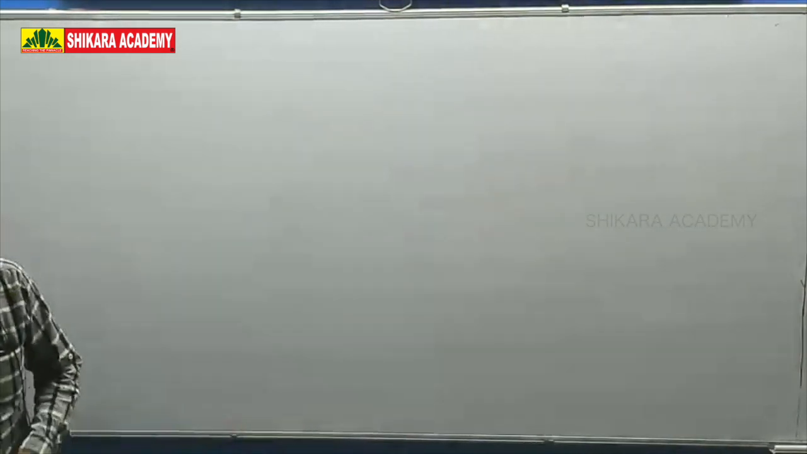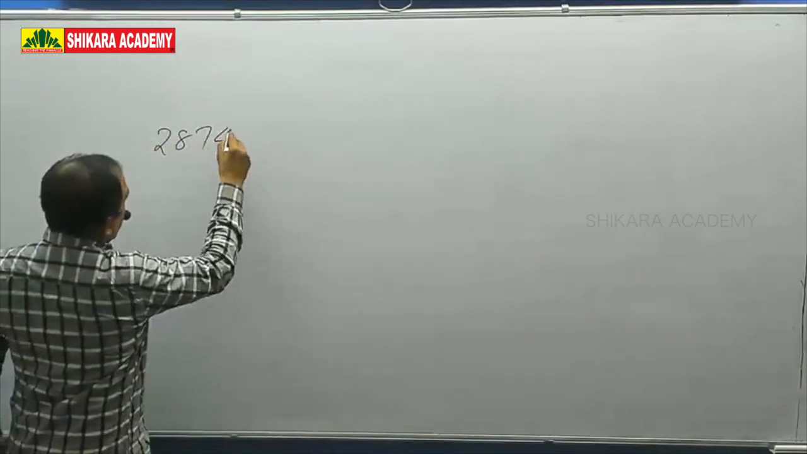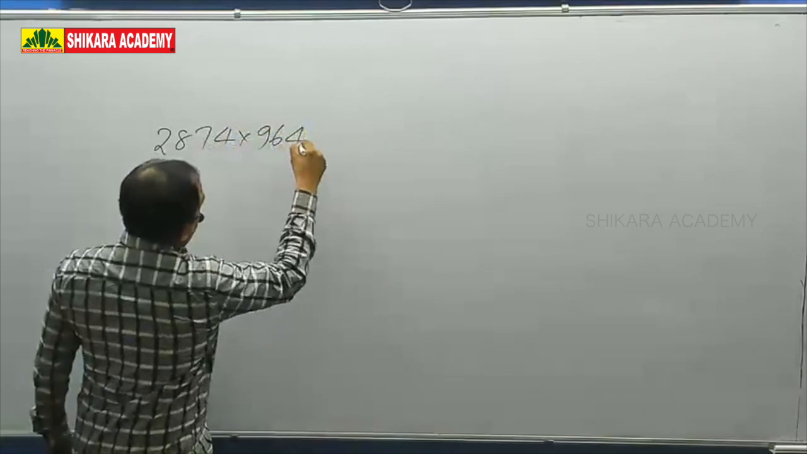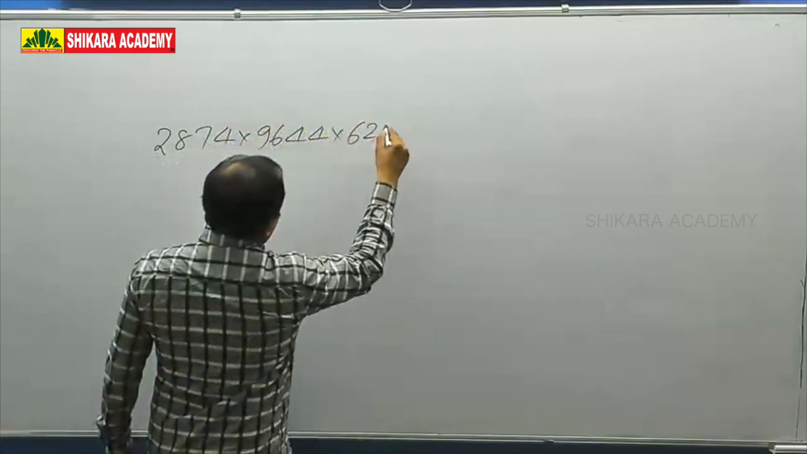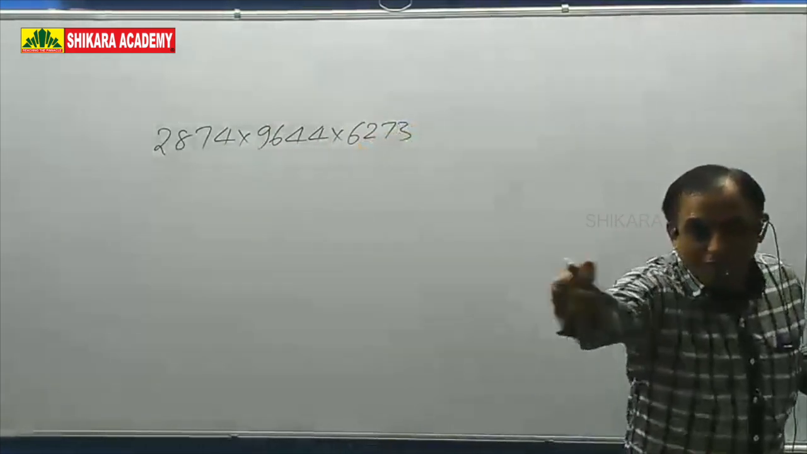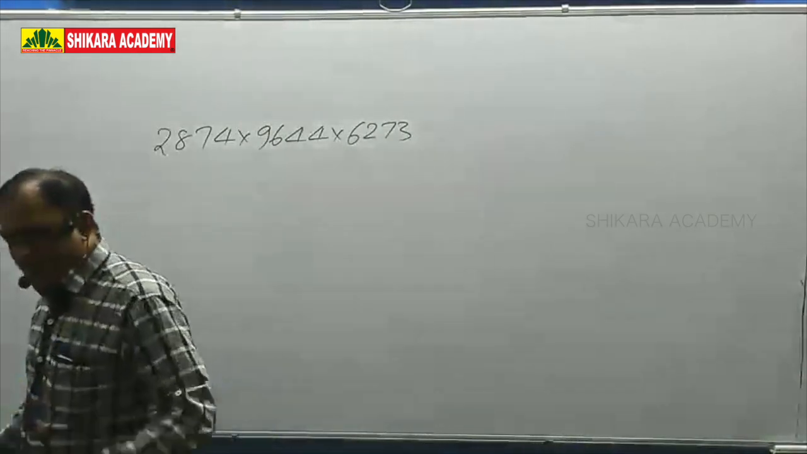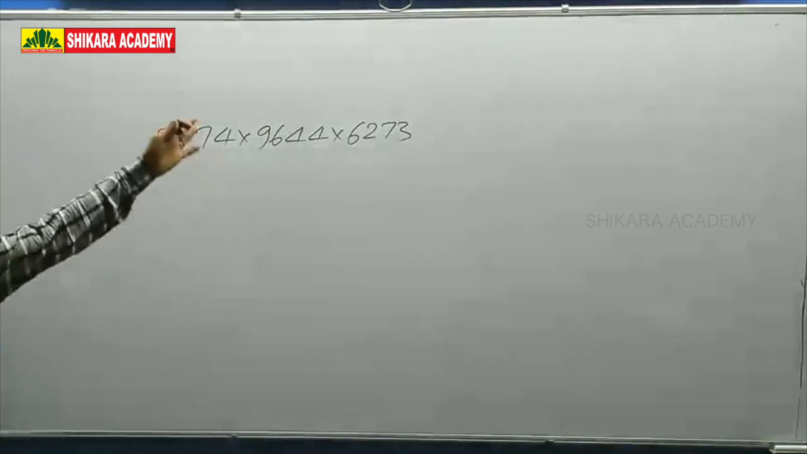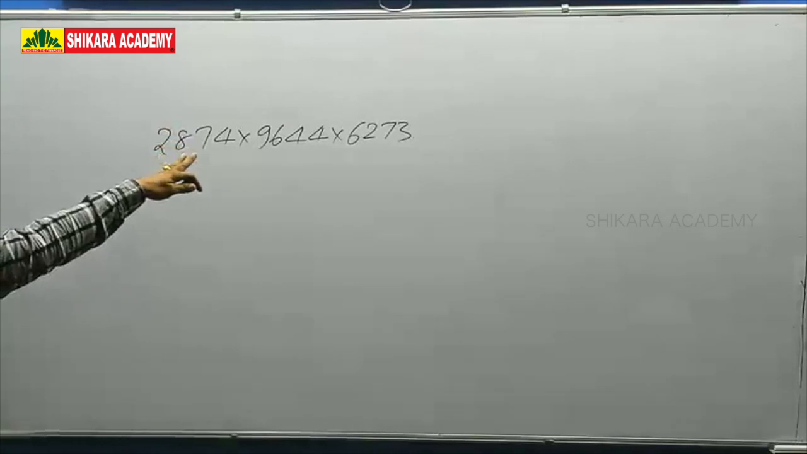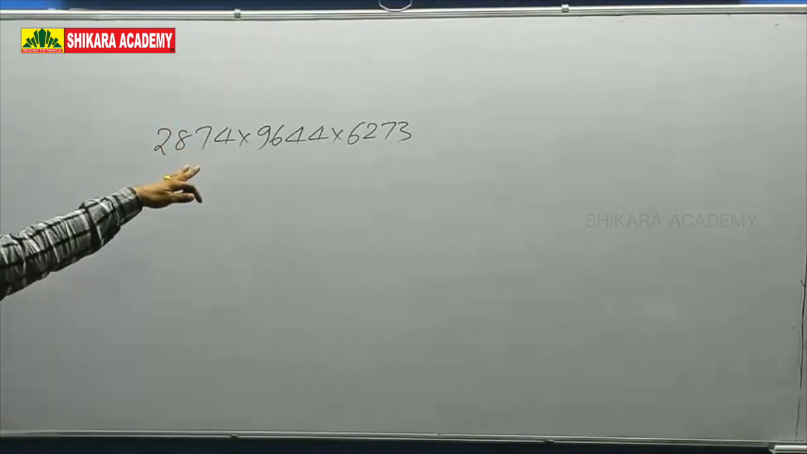Second point. 2874 into 9644 into 6273. This is a very easy question for each and every person because it is only multiplication. A 7th class or 8th class student can find the product of these 3 numbers. You can find the answer because at least you know 10 tables.